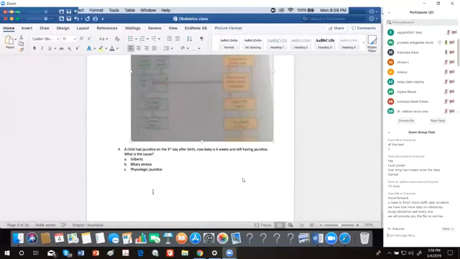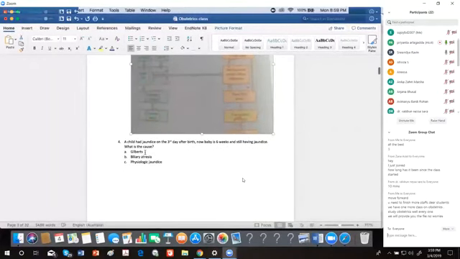Okay. Next question. A child has jaundice on the 3rd day after birth. Now the baby is 6 weeks and still has jaundice. What is the cause? Can anyone tell me what Gilbert's is? Gilbert's is a disorder where the unconjugated bilirubin is increased.